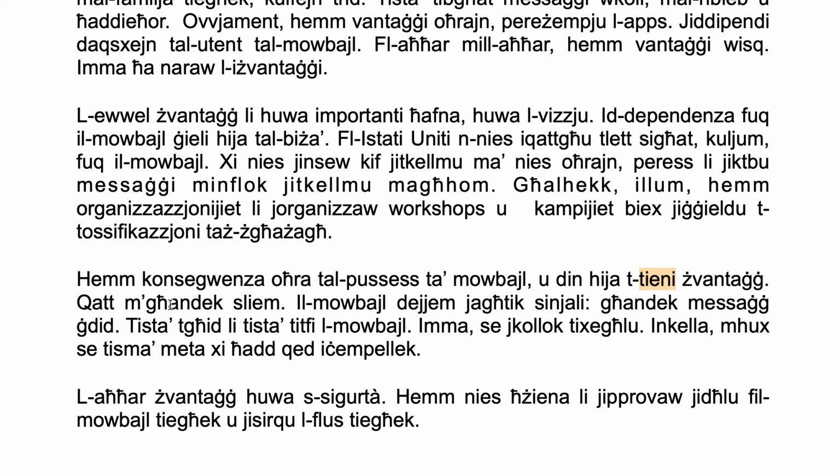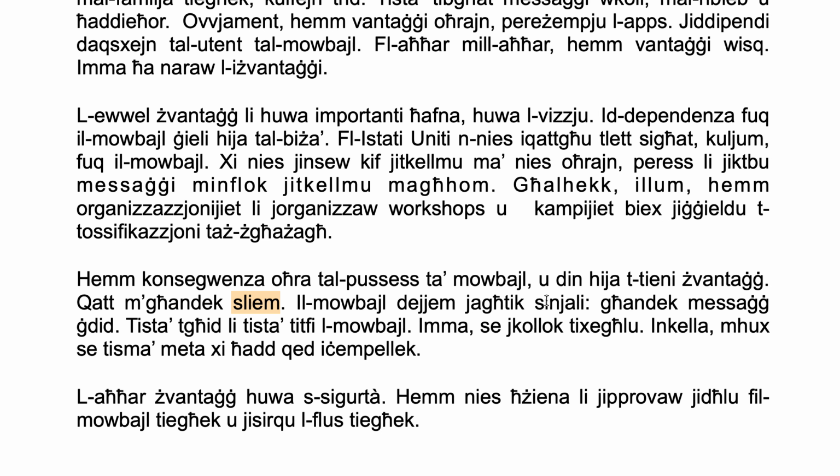Qatt m'għandek slim. "Qatt" is never, and just like we've seen before, when you're using it in the negative with a verb, you don't put the "x" here at the end. You never have peace. The "ma" is still there, but you don't put the "x" at the end here. Slim, maybe you know the city in Malta, Slima. It comes from slim, peace. So you never have peace.